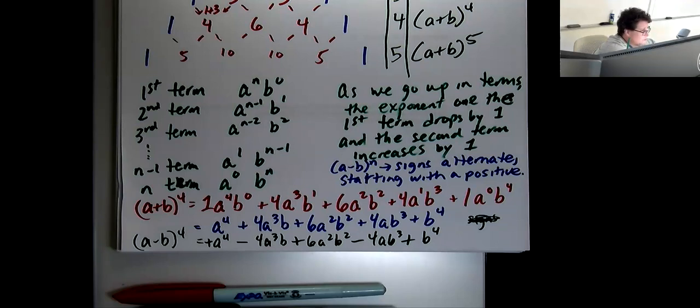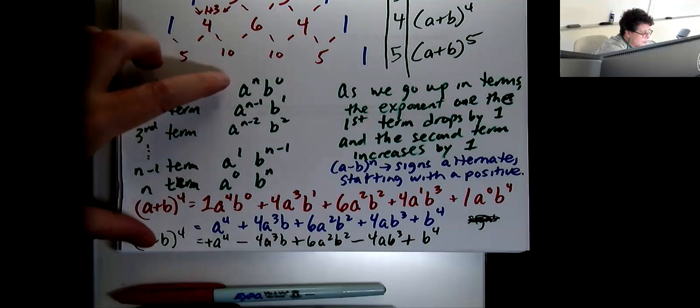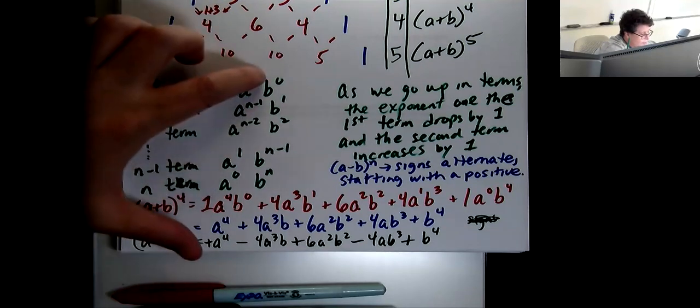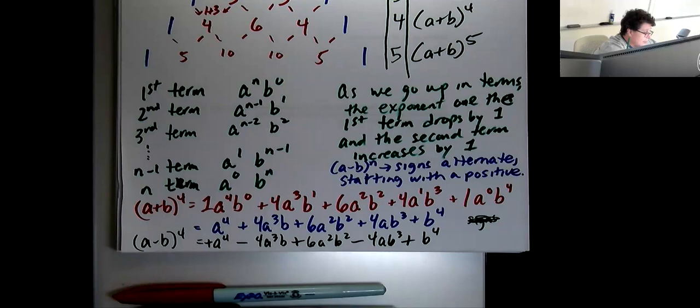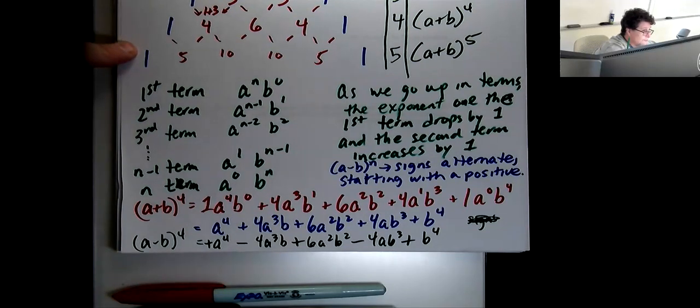This could massively speed up multiplying out big expressions. It only works with 2 terms in each parentheses though. Now, they can be complicated terms. We'll do the 2 plus x that we just did, and then we'll do something harder like 2x minus 3y. It will still work. So the terms go down by 1 for A and they go up by 1 for B. And we just use the coefficients from Pascal's triangle.